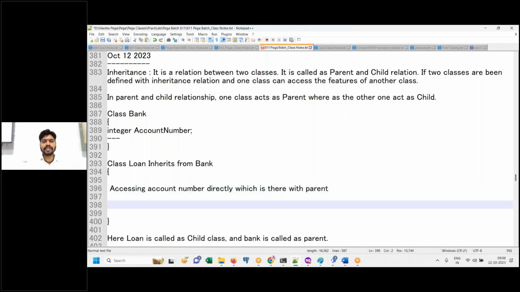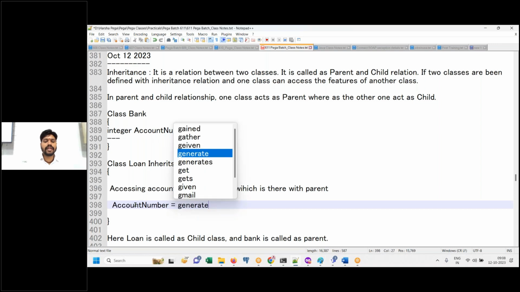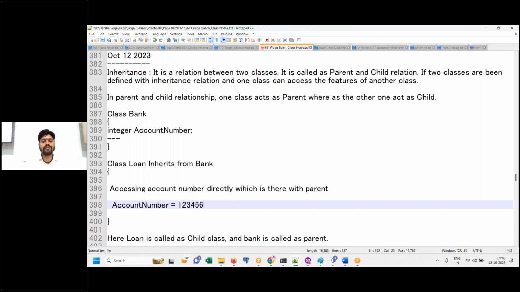Means in this class it can directly access. Account number is equal to generate random number. Otherwise, I'll give a value 1, 2, 3, 4, 5, 6. You have given a value. This is okay. It will work fine.